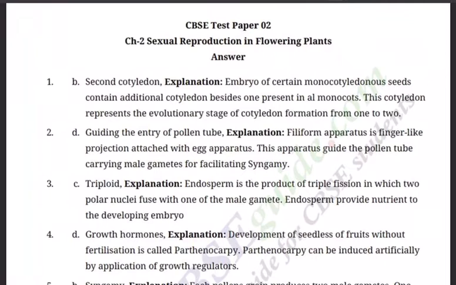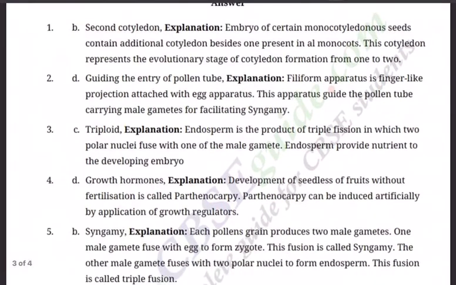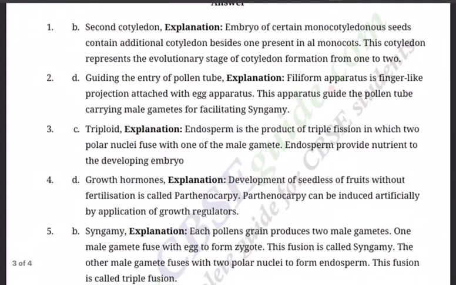Question 2: D, guiding the entry of pollen tube. Filiform apparatus is finger-like projections attached with egg apparatus. This apparatus guides the pollen tube carrying male gametes for facilitating syngamy. Question 3: triploid. Endosperm, of course, we said 3N, so this has to be triploid. Endosperm is the product of triple fusion in which 2 polar nuclei fuse with one of the male gametes. Endosperm provides nutrition to the developing embryo.